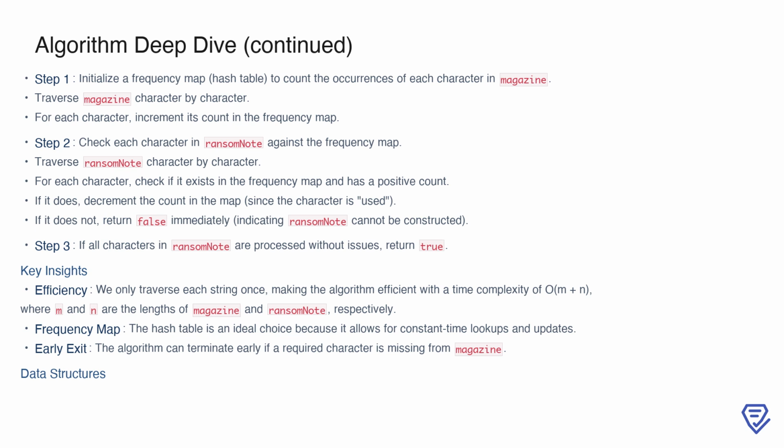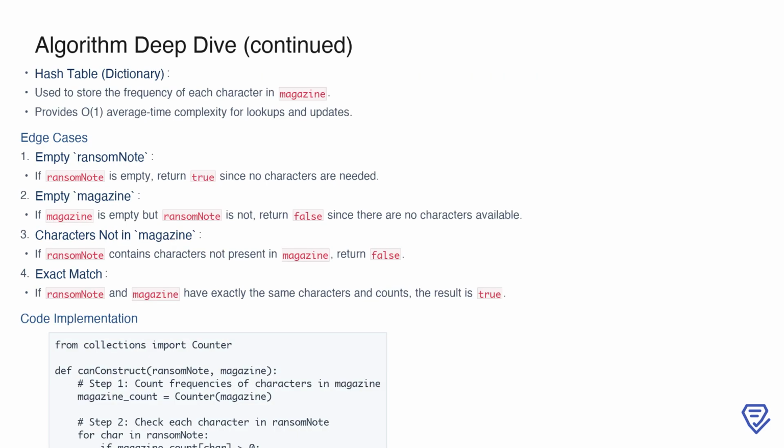This algorithm is efficient because we traverse each string only once, giving us a time complexity of O(m + n), where m and n are the lengths of magazine and ransomNote. Additionally, using a hash table allows for constant time operations, and the early exit condition ensures unnecessary computation is avoided. The key data structure we use here is a hash table, or dictionary, to store the frequency of each character in magazine. This is an ideal choice because it allows us to perform lookups and updates in constant time on average.